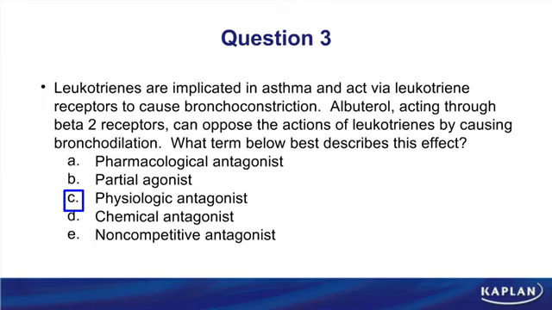Remember, if it was chemical, that means that leukotrienes and albuterol actually bind to each other, and we know that that's not true. If it was pharmacologic, that means that leukotrienes and albuterol would be working on the same receptor, and we know that that is also not true.